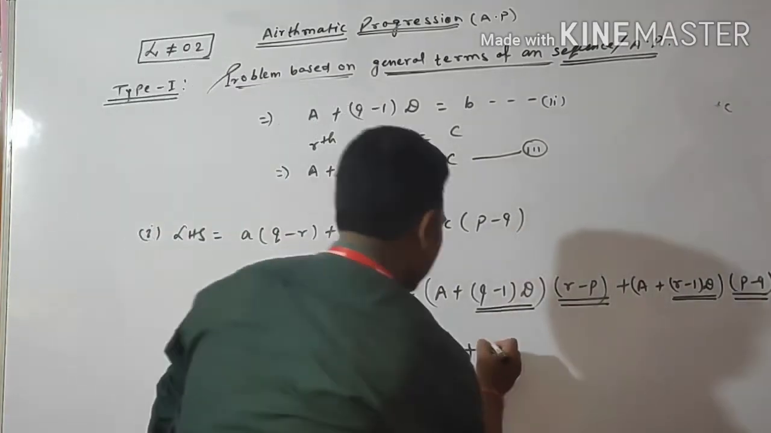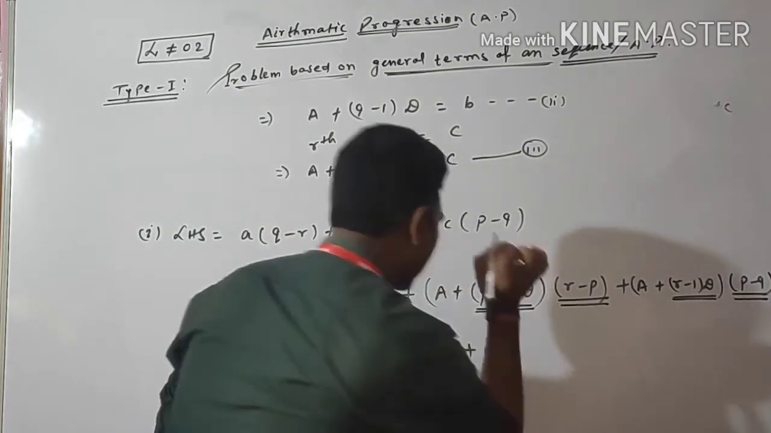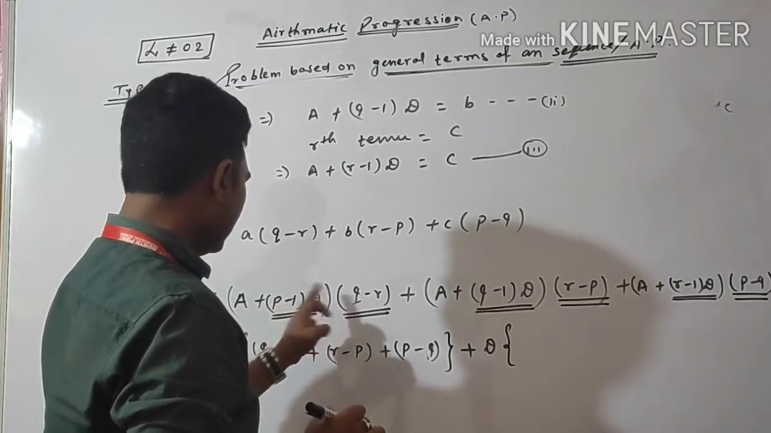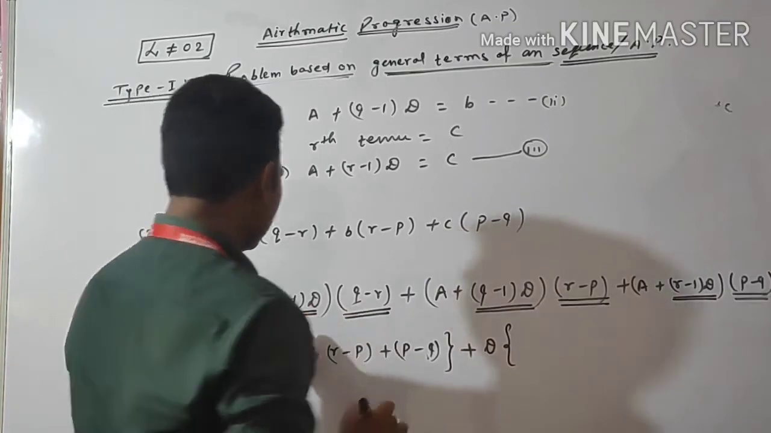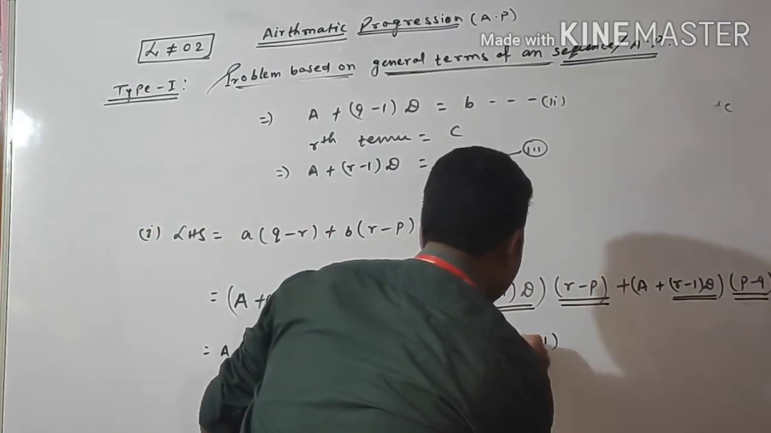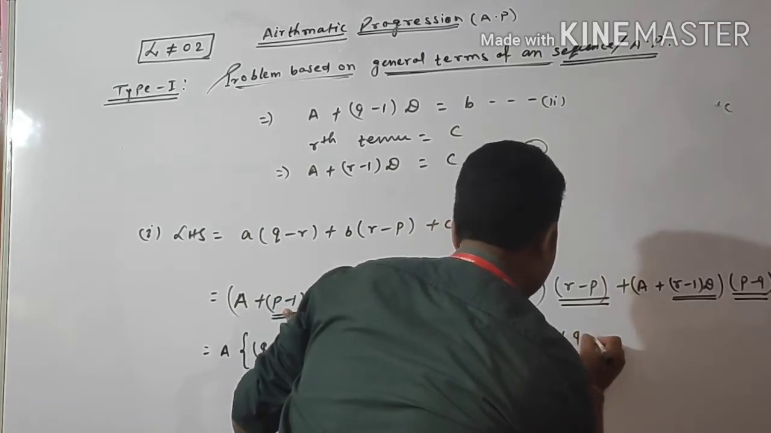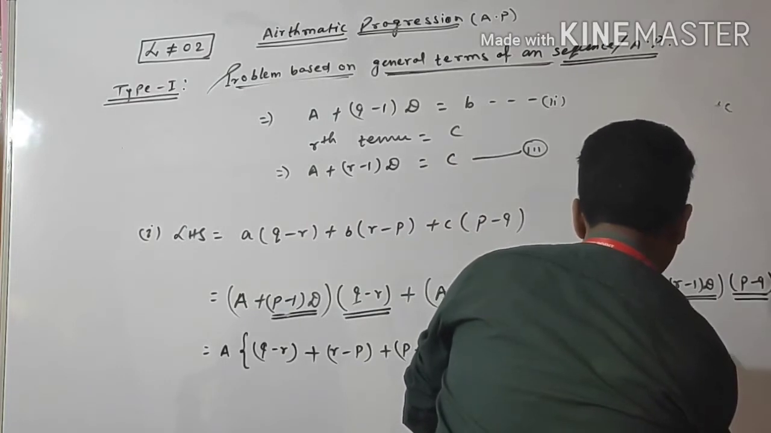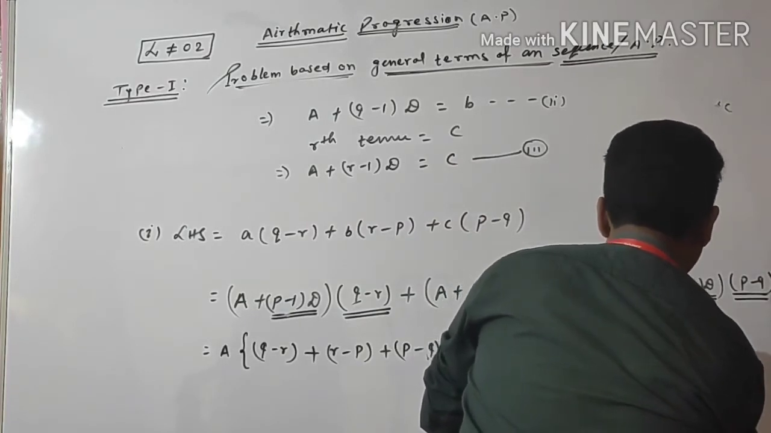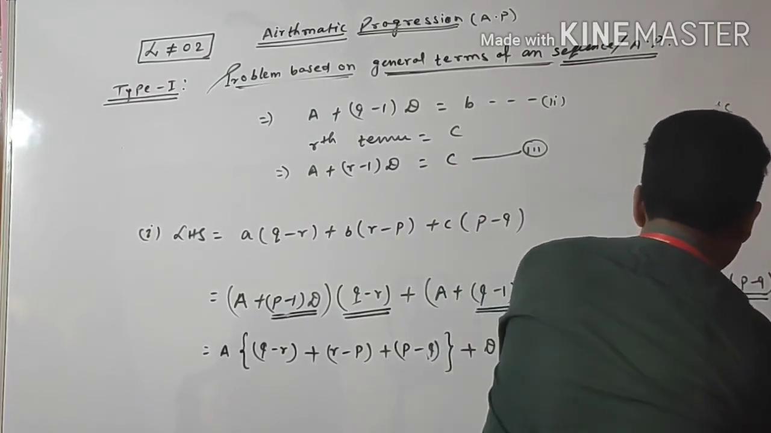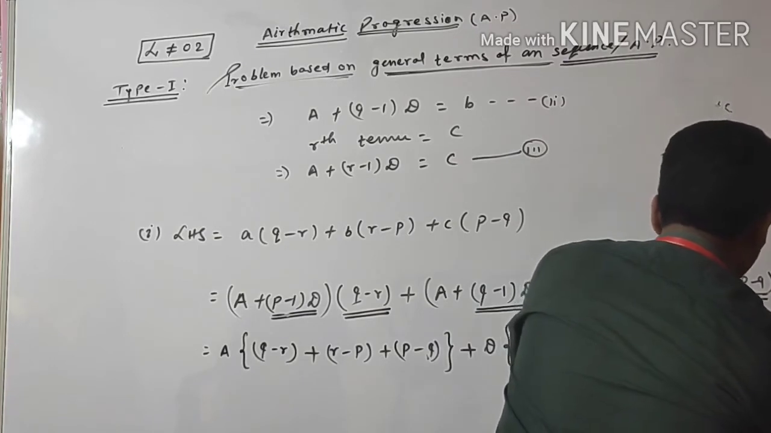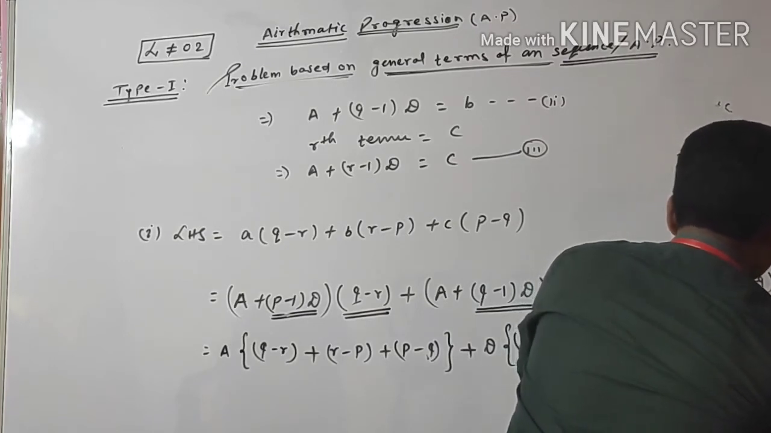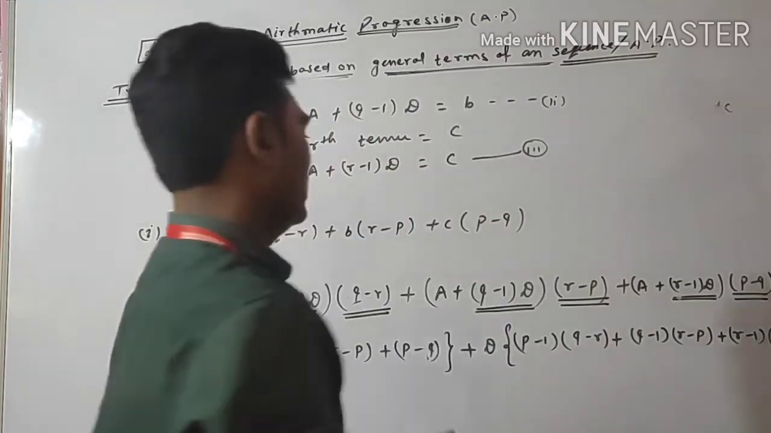Now, taking D common in this particular term: p minus 1 into q minus r. Again in this term, q minus 1 into r minus p. And finally the third term is r minus 1 into p minus q. Understood?